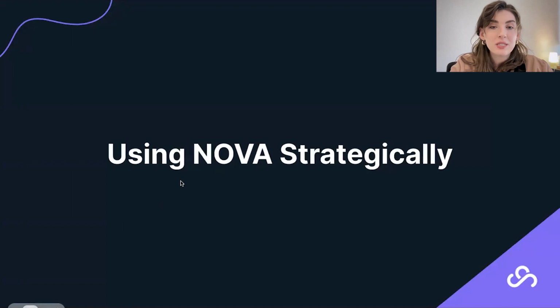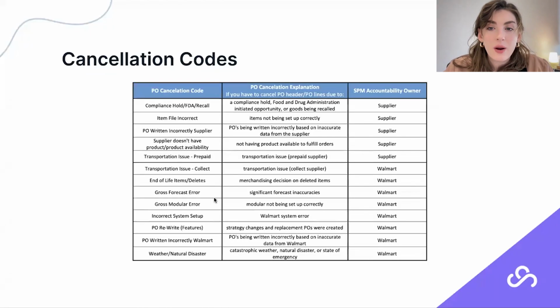So I'm going to go into some of the best practices. We call this section using Nova strategically because we work with 500 plus suppliers. Here are just some of the best practices and conversations we've had with those suppliers and how that can apply to you when you're using Nova. All right, cancellation codes. This is really important to understand and manage well, because if it is your accountability as the supplier and you are not managing this well, you will incur a fine and fee. So we'll go through this here.